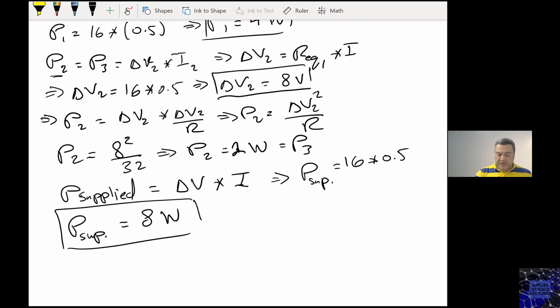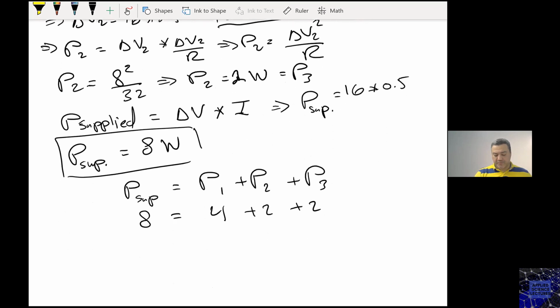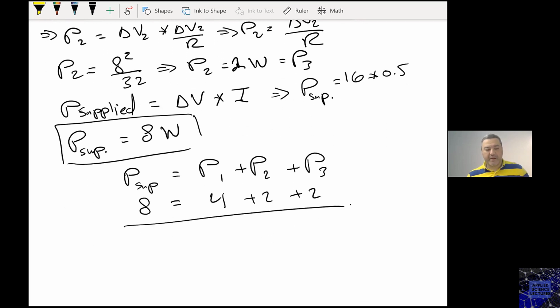Now notice that the power supplied equals the power consumed. P supplied equals P1 plus P2 plus P3. So this is 8, this is 4, 2, 2. Any question about this problem?